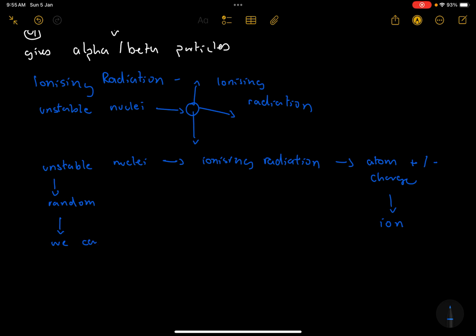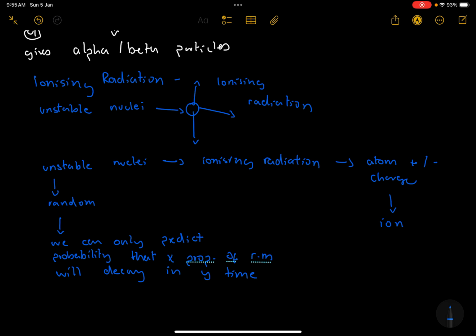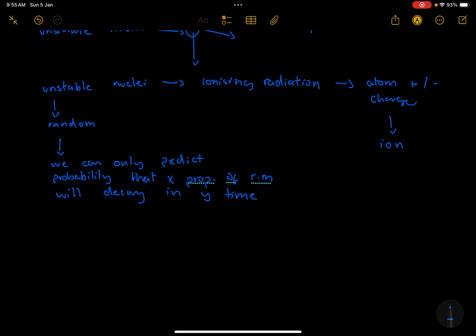and we can only predict the probability that a certain proportion of radioactive material will decay in a given time. Probability that X proportion, I'm going to write prop for short, of radioactive material will decay in Y time. So Y is going to be a variable. It could be like 5 minutes, 10 minutes, probably a bit more.